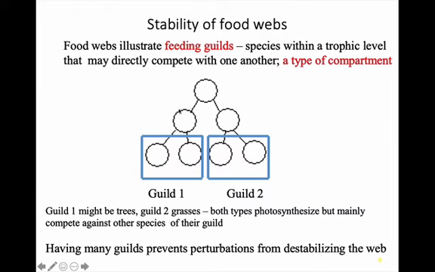You can have a whole guild of animals that consumes the nectar of 40 different flowers. And so you might have 12 species in a pollinator guild that feed on 40 different plant species. So that's an example of compartmentalization here too. Instead of a vertical compartment, it's a horizontal compartment. But once again, having compartments insulates parts of the food web from drastic changes in another part.